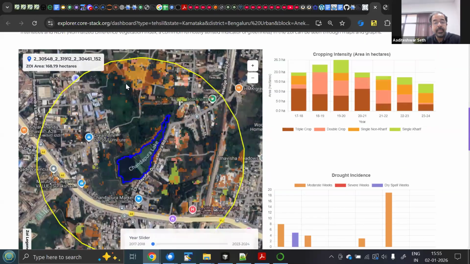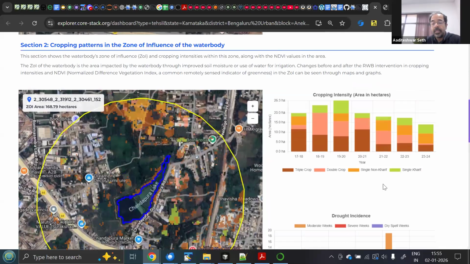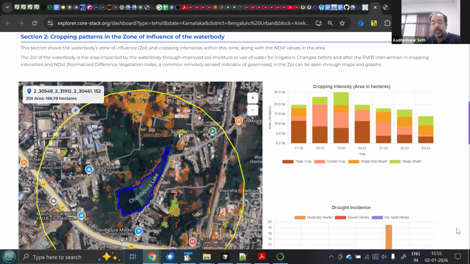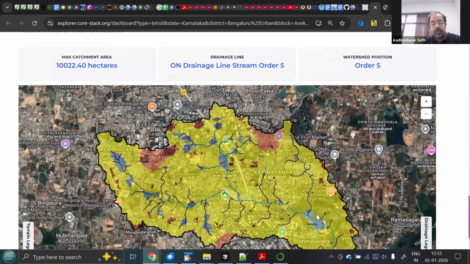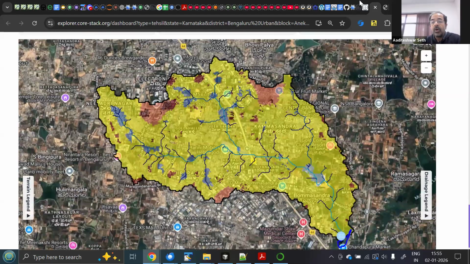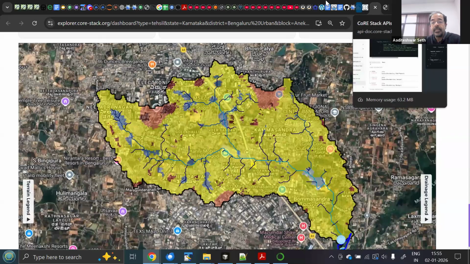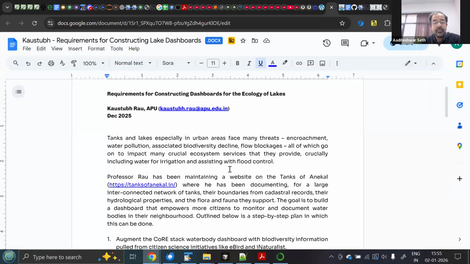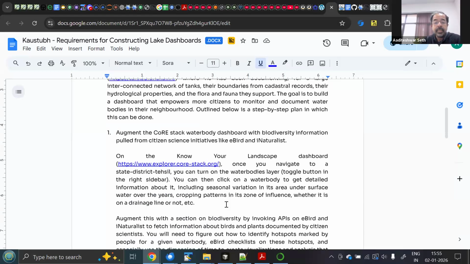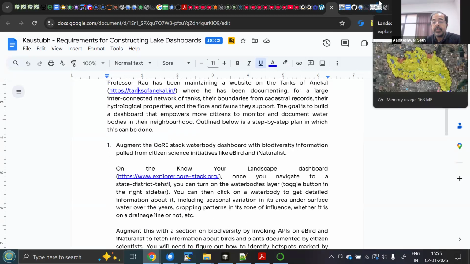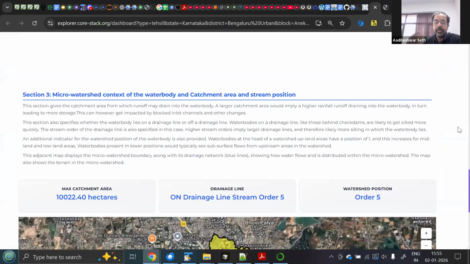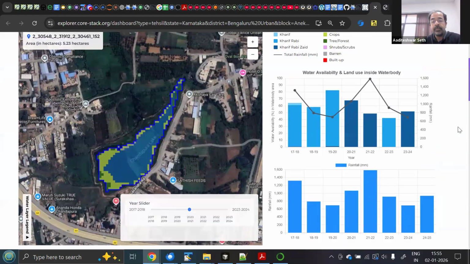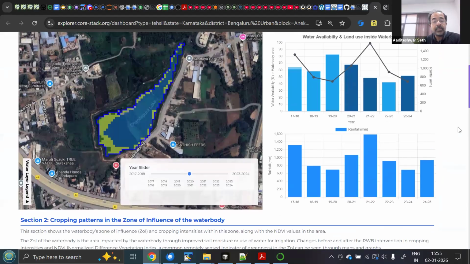What kind of cropping is happening in its neighborhood? Some kind of cropping seems to be happening here. How has it changed over the years? Single, double, triple cropping. Drought incidence. Where is it situated with respect to the rest of the setup? Now, all of this can actually be enriched. So what we've proposed over here is, can we augment the core stack, this water body dashboard, so that folks like Kaustav have all of this information readily available at their fingertips? Can we augment this with biodiversity information?